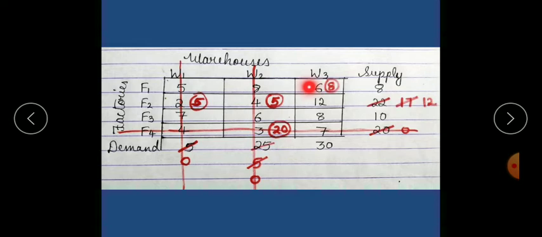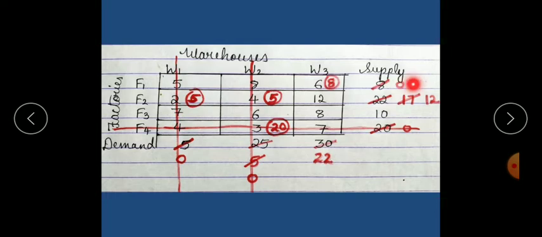So allocate here. How much should you allocate? The minimum of supply and demand. Supply was 8, demand was 30. So I have allocated 8 here. Once I have allocated 8 here, I have to reduce 8 from supply as well as demand. So 8 minus 8 is 0. 30 minus 8 is 22.